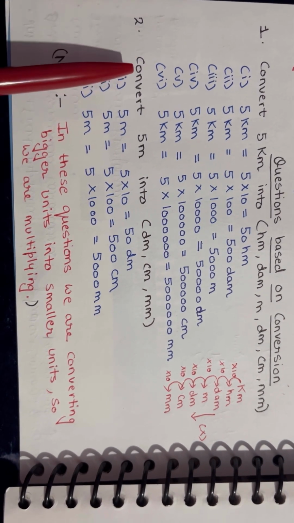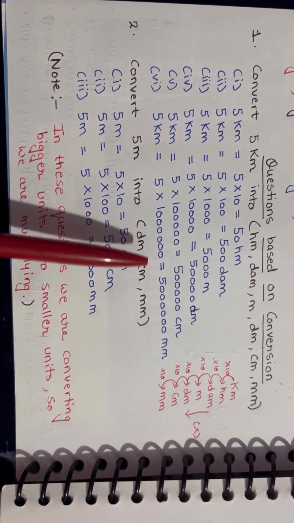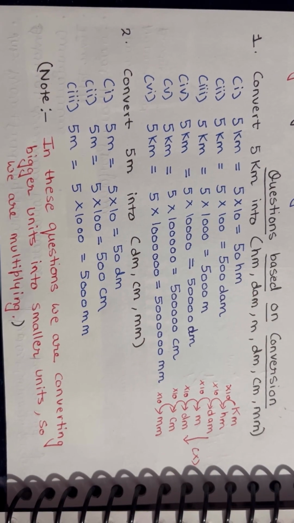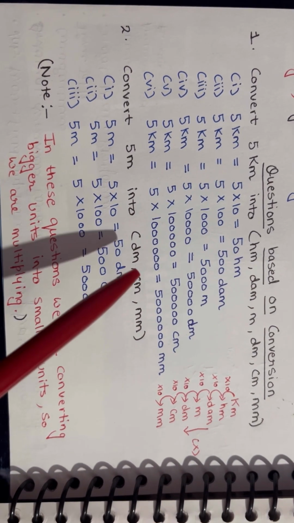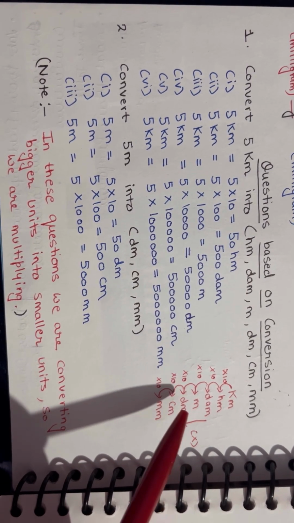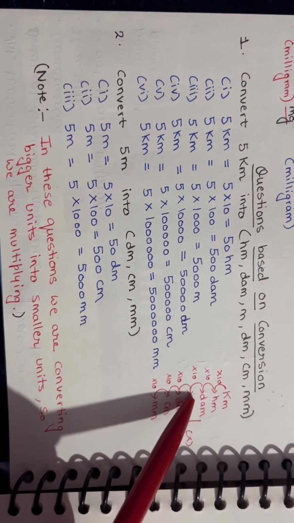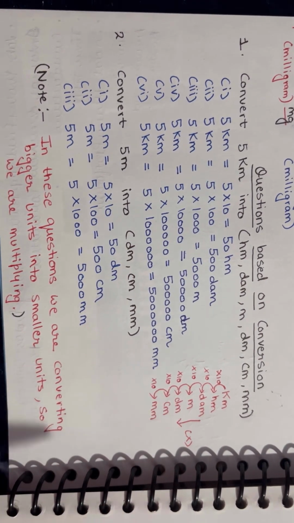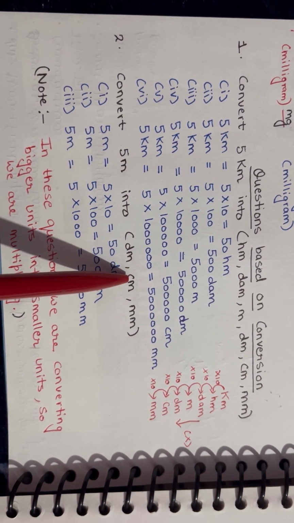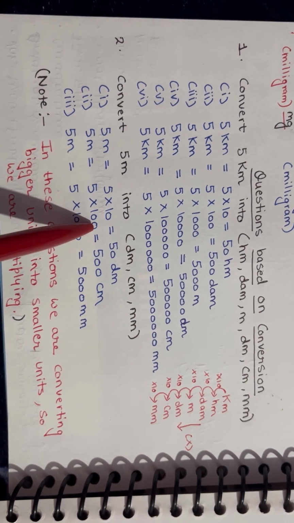Now, in second question, we are converting 5 meters into decimeter, centimeter and millimeter. So when we will convert 5 meter into decimeter, we can look at the series that this decimeter is just below this meter. So we will multiply by 10. Now in second part we are converting 5 meter into centimeter, and you can see it is 2 steps below, so we will multiply by 100.